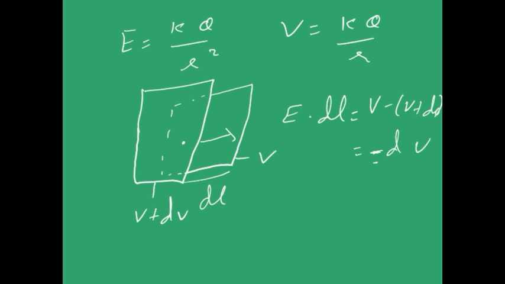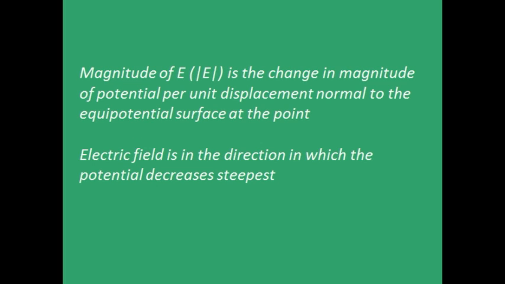So forget all these signs. Simply I can say that at least the magnitude of the electric field is equal to the magnitude of change in potential divided by the distance. Now this is what I'm going to say. This is actually a property: the magnitude of the electric field is the change in magnitude of potential per unit displacement, which is normal to the equipotential surface, of course. And the direction, what about the direction? The electric field points in the direction in which the potential decreases the most, I should say.